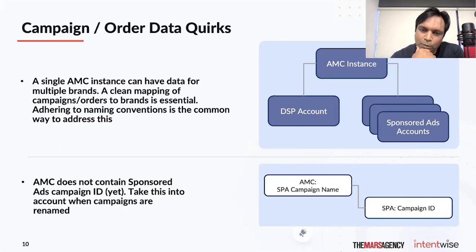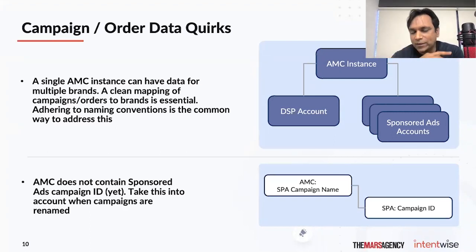The question is, how do you go about doing it? Of course, the most common way that folks have handled this is to have very consistent naming conventions that reflect, let's say, the brand in some way in the campaign name. But that also has issues. So at the moment, yes, you can maintain some sort of lookup table that connects campaign names or order names to brands. If you are a little bit more sophisticated, you can have a 'campaign name contains' logic that dynamically assigns every campaign to a brand.